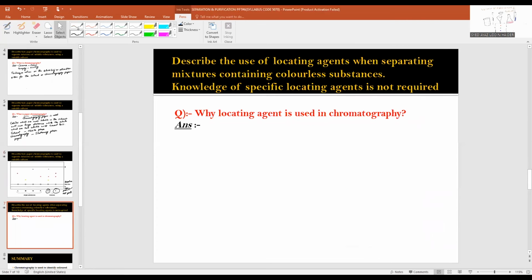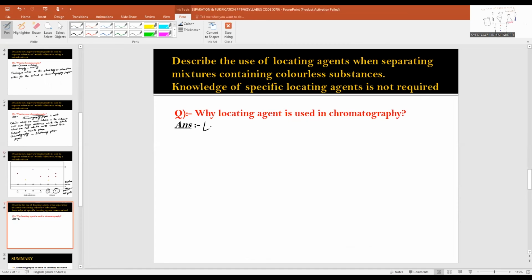Why are locating agents used in chromatography? Locating agents are used to identify colorless substances. For example, amino acids are colorless, but can be identified with this technique. The only thing that is required is a locating agent.